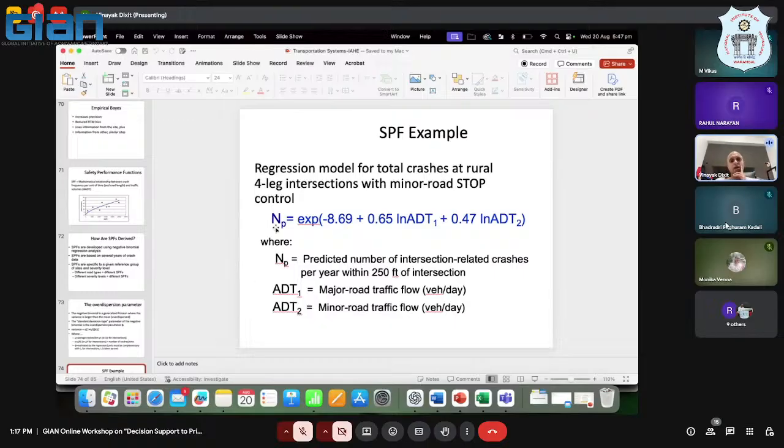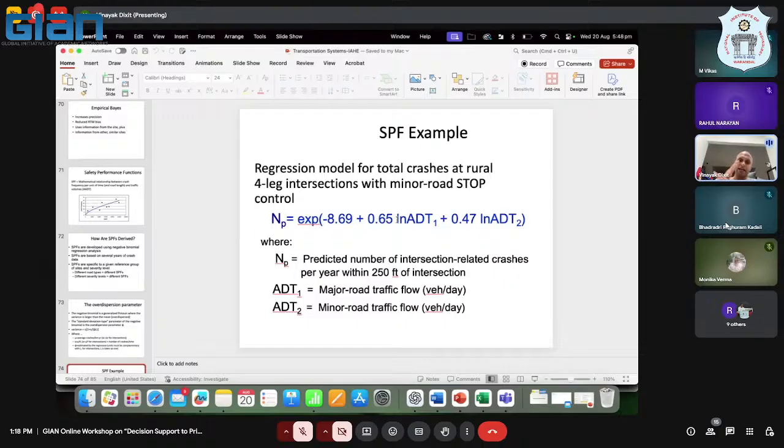So this is an example of an SPF. I've written out a regression model for total crashes at a rural four-legged intersection with minor road stop control. So you have two roads, and the minor road has a stop sign. The ADT is given. In an intersection, your safety performance function depends on the ADTs of the two roads, and they have different contributory factors to the likelihood of crashes.